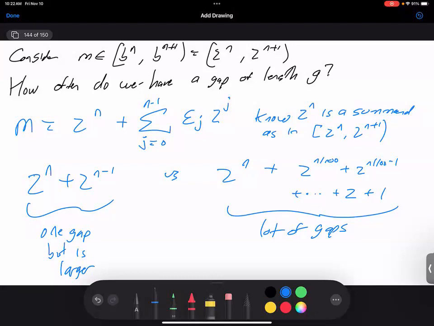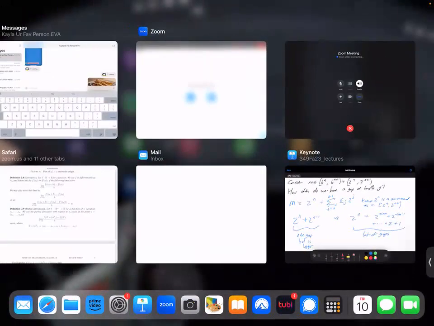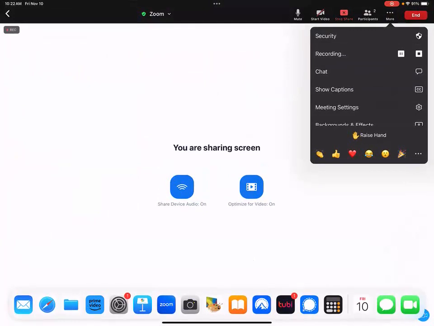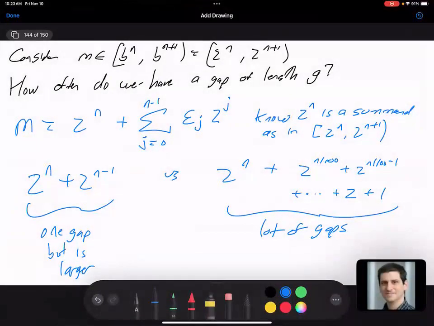If it's 2^n plus 2^(n-2), you still have one gap, but the gap would be of size exactly 2. Let me just make sure. Right, so if it was 2^n plus 2^(n-2), it would be one gap of length 2. So gaps are integers, but the length can be fractional.